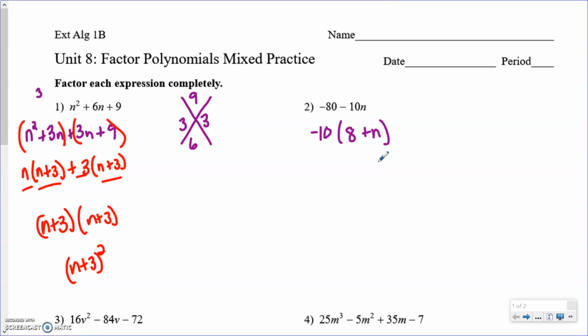Then I can see how many terms I have left. Since I have 2 terms, I'm going to see if I can do difference of squares, but I can't take the square root of 8 or the square root of n. So I can't use that. This is my final answer here.